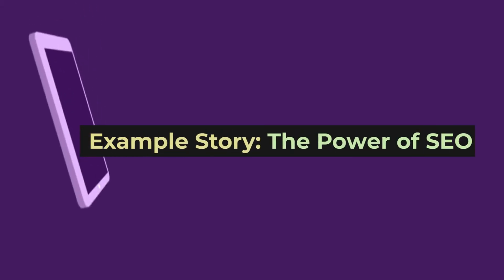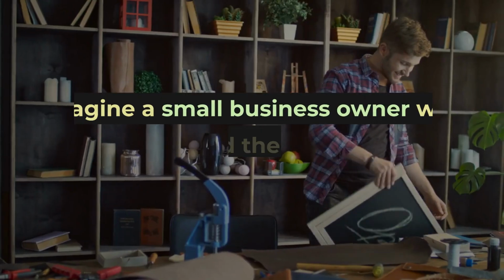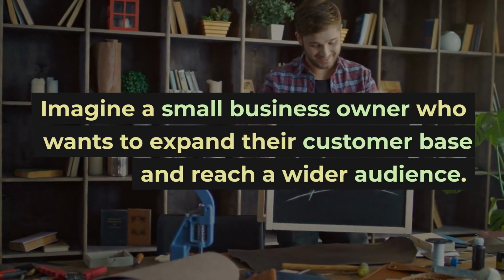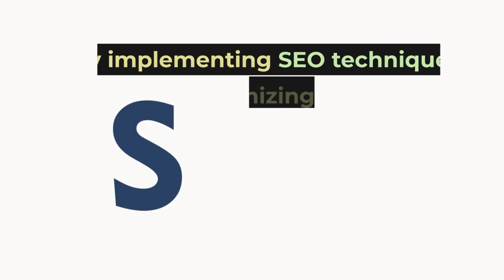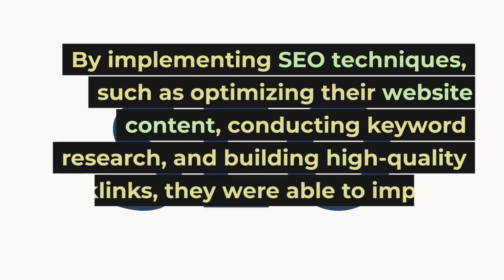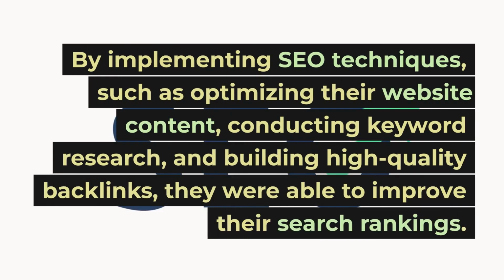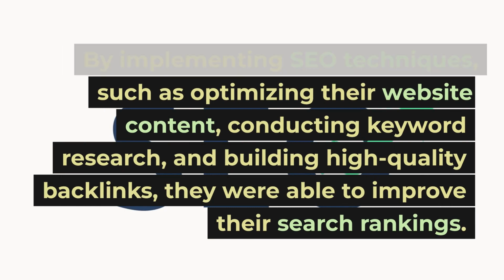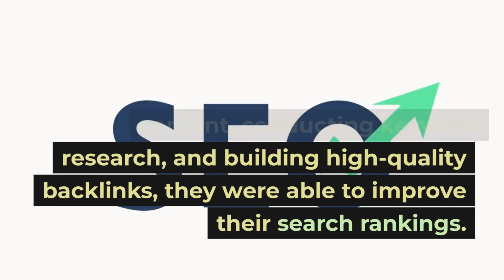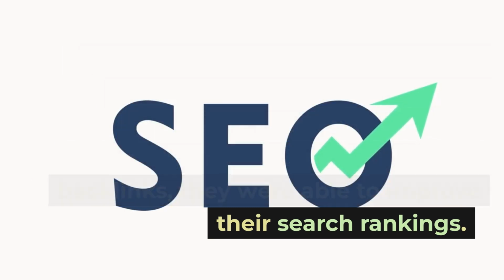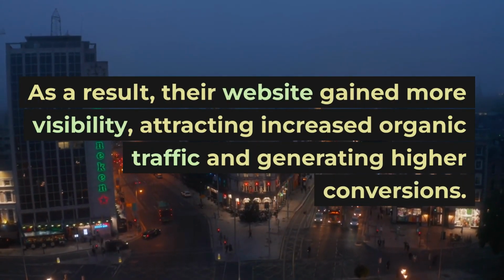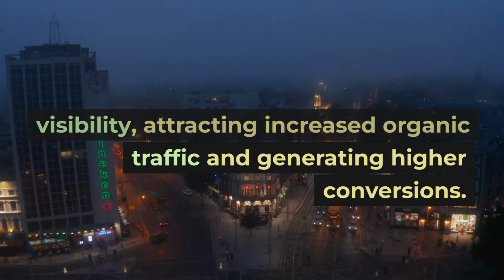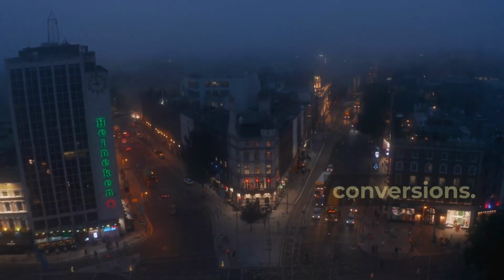Example story: The power of SEO. Imagine a small business owner who wants to expand their customer base and reach a wider audience. By implementing SEO techniques, such as optimizing their website content, conducting keyword research, and building high-quality backlinks, they were able to improve their search rankings. As a result, their website gained more visibility, attracting increased organic traffic and generating higher conversions.